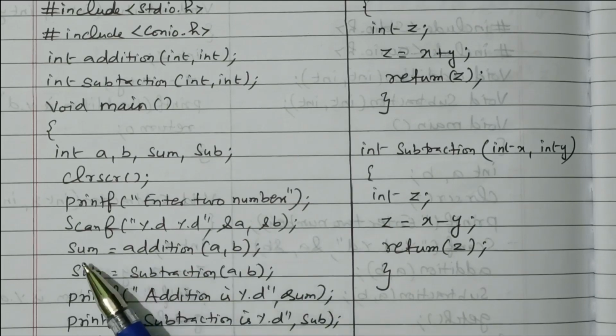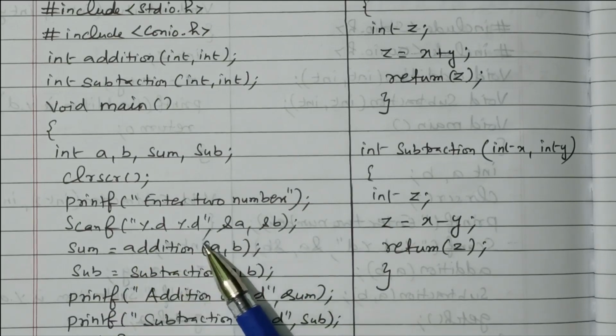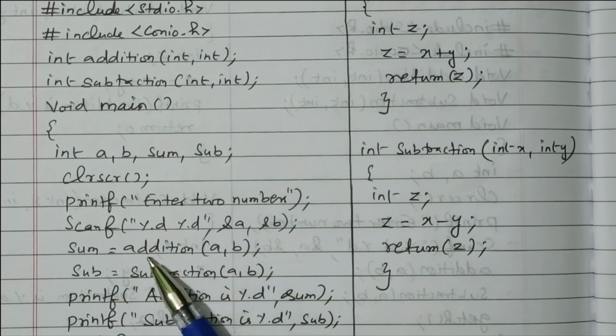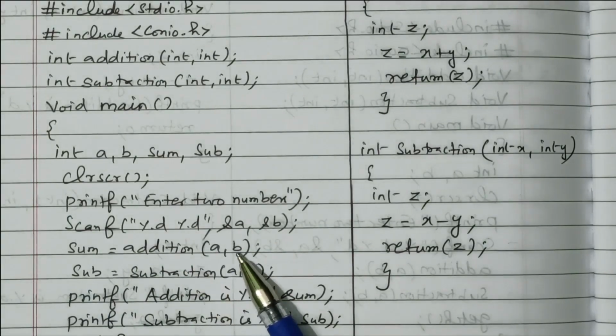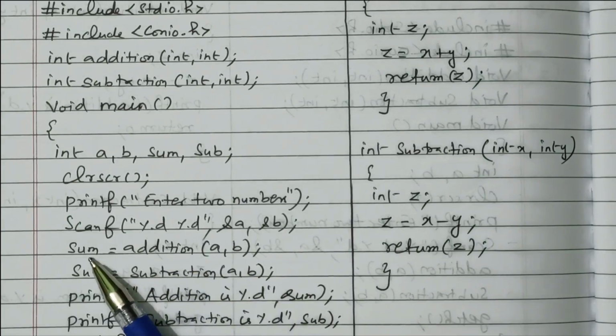Right. Now sum equal to addition(a, b). What is this? Here addition(a, b) means we are calling this function. We are sending the two parameters a and b to the function. This function will return the value, and that value will be stored in sum.